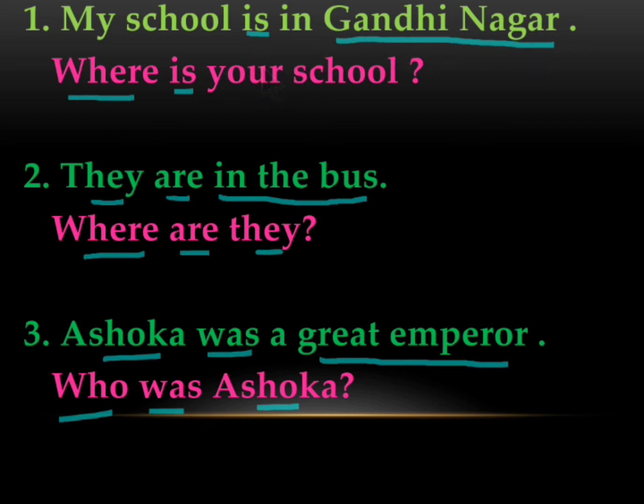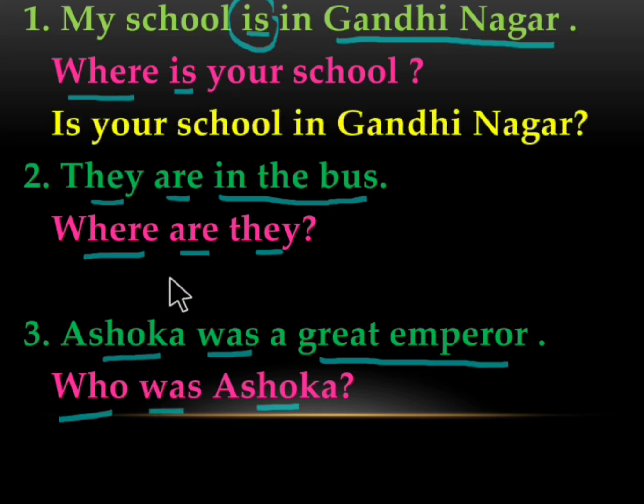Usually a yes or no type of question will start with an auxiliary verb. So the auxiliary verb in the given statement is "is." We can begin this yes or no type of question using this "is." So let us check. Is your school in Gandhinagar? So our response will be yes, my school is in Gandhinagar. So this is how the yes or no type of question is formed.